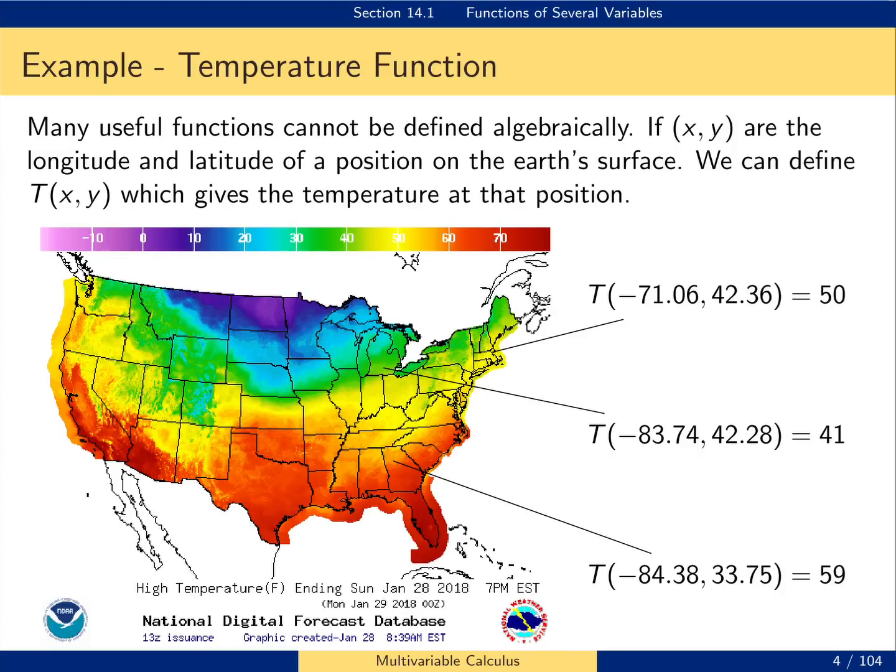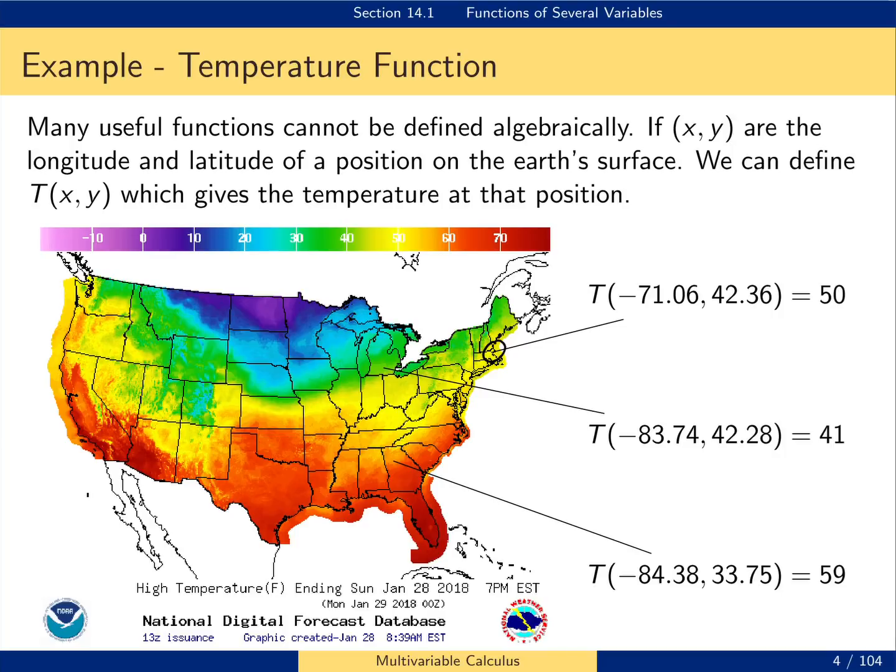Many useful functions, however, cannot be defined and computed so nicely. Here is an example. This is a temperature function. Every point on Earth can be described by its longitude and latitude, an ordered pair x, y. We can therefore define a function T of x, y, which gives the temperature at each point. Here, the values of T are denoted by color. If we go to Boston, where the coordinates are about negative 71 by 42, right here, the value of T is 50 degrees Fahrenheit.